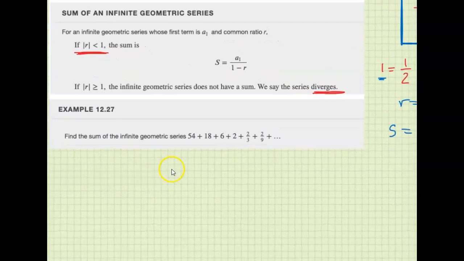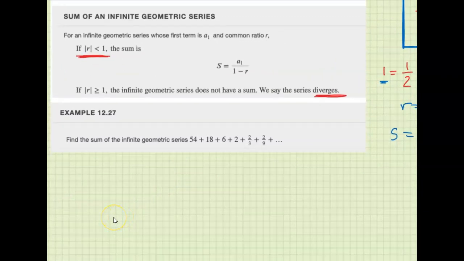All right, so let's do this example right here. Find the sum of the infinite geometric series 54 plus 18 plus 6 and so on. So this is an infinite series because you see the dot dot dots. That means it goes forever. Okay, so we need to figure out a1, that's 54. And we need to figure out the common ratio. So how do I go from one to the next? Okay, so if it's decreasing, then r is going to be less than 1. It's going to add up. If it increases, then you're in this other case, all right?